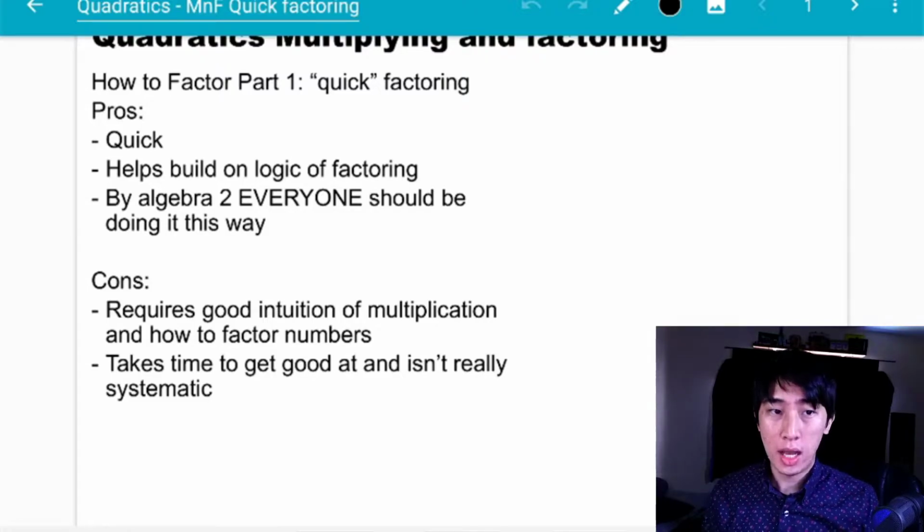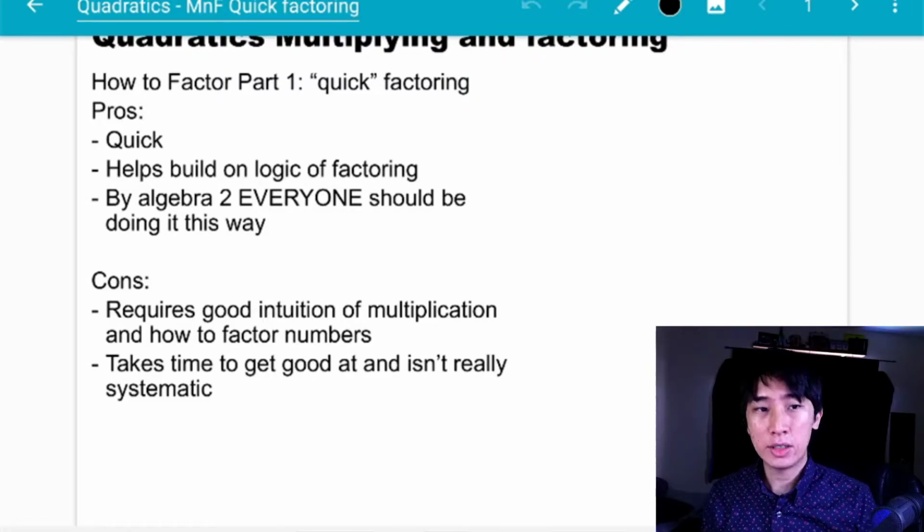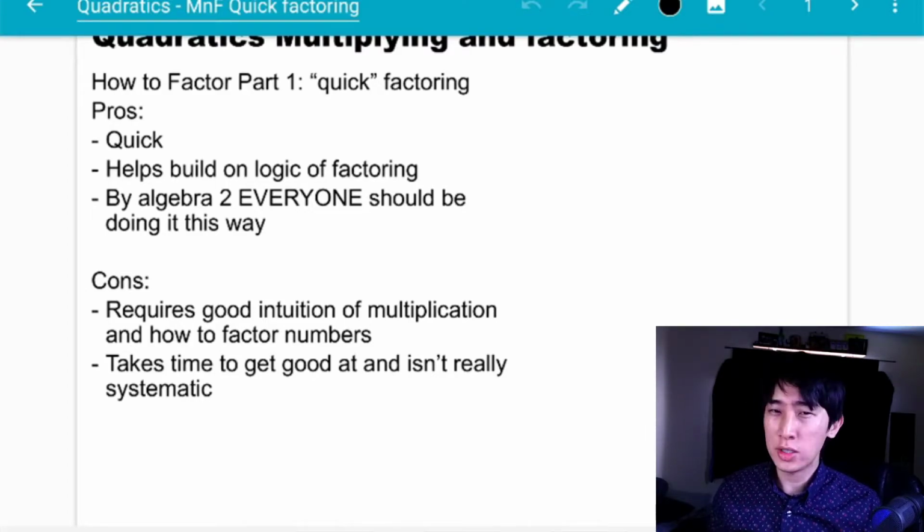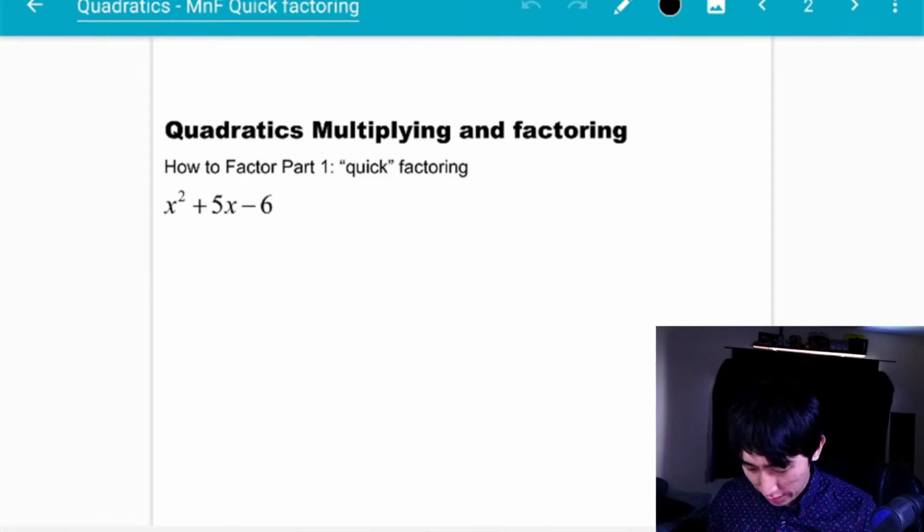Finally, it takes time to get good at, and it isn't really systematic. It's the shortest in terms of steps, but sometimes if you don't see it right away, it does take time, and there's not a lot that you can tweak with this in order to slowly work to it. It's one of those, you either see it or you don't see it. So with that, let's jump into an example.